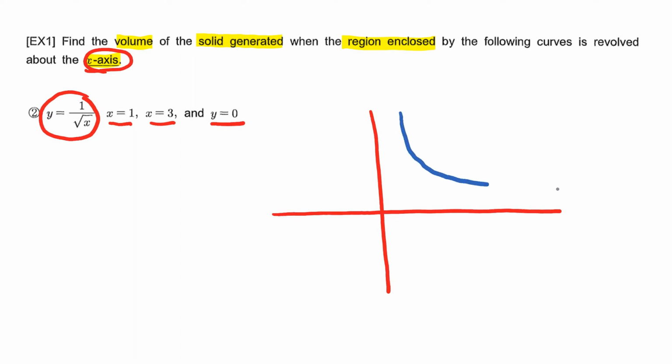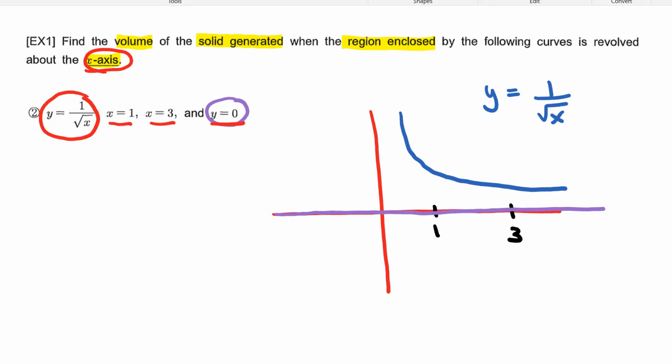If I take a look at the graph of 1 over the square root of x, it's going to look something like this. So that's y equals 1 over the square root of x, and we're looking at the x values of 1 and 3. So here's 1 and here's 3. The question also reminds us to stay within this horizontal boundary right here. So if I consider all those equations, the area that's being accumulated is this region right here in green. And we're going to rotate this around the x-axis as instructed in the problem.